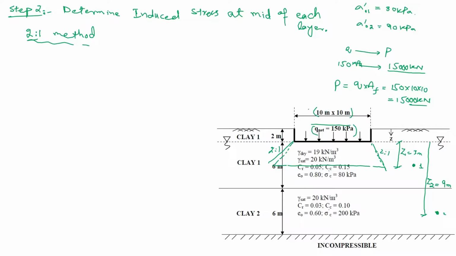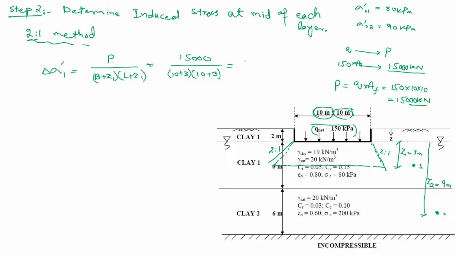kilonewtons. So simply, to find delta sigma prime 1, we will write it as P over (B plus Z1) into (L plus Z1). What is P here? This is 15,000. And what will be B? You can see here the smaller dimension will be B. So what is B here? 10, plus what is Z1? 3. And L is also 10 plus Z is 3.